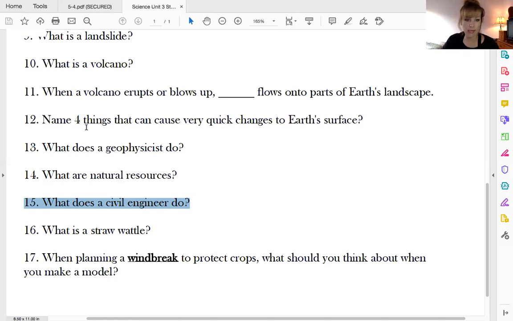Now, 16, a straw wattle. Now, what is a straw wattle? Let me stop this share so I could show you guys. Next to this one, I would put page, because there's actually a couple pages where they talk about a straw wattle and even a video. If you go to your science workbook, did I go too far? Should have written down my pages first. Sorry, guys. Okay, here we go.